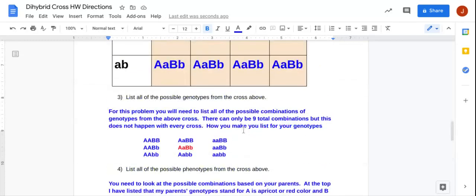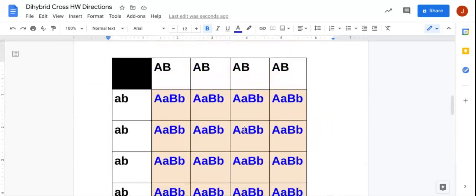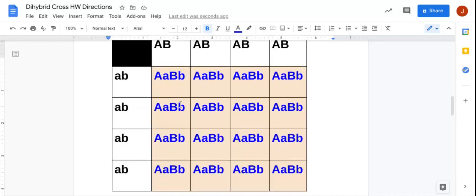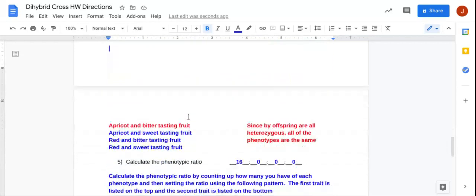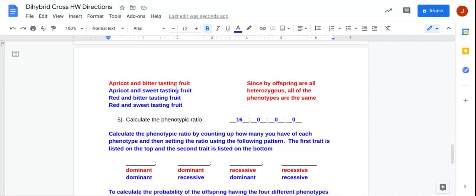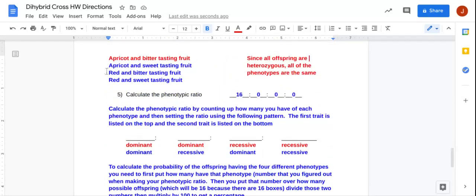Now in our cross here, as you can see, all of my offspring are the same thing. They are all going to have the dominant phenotype for apricot color and bitter taste. So my possible phenotype would only be apricot and bitter tasting fruit. And I have a note over here, since all offspring are heterozygous, all of the phenotypes are the same. So I only have one possible phenotype.